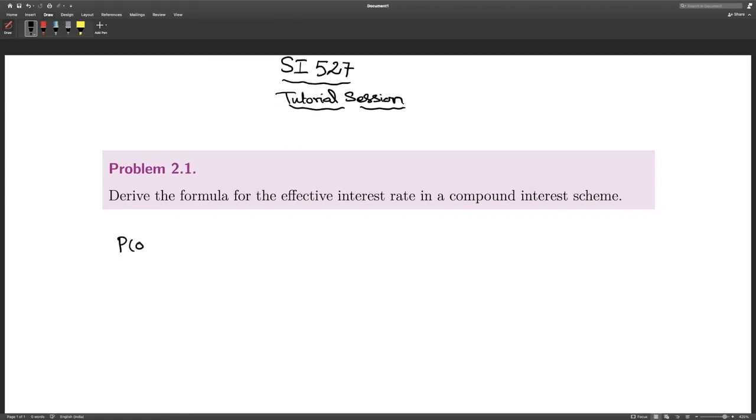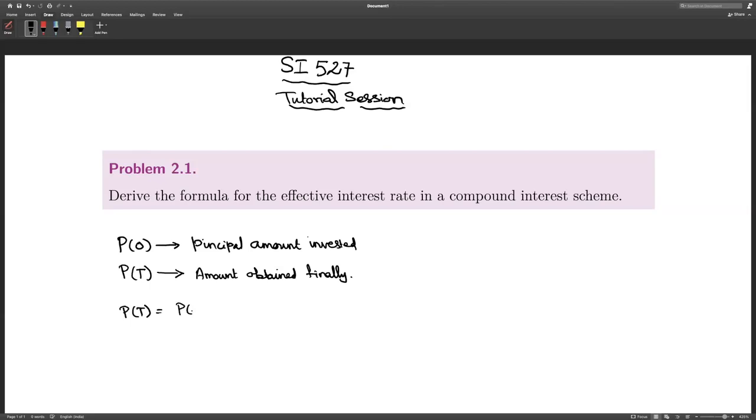Let P of 0 be the principal invested and P of capital T be the amount that is obtained finally. Then we can write P of T as P of 0 into 1 plus R T divided by N, the whole power N, where T is the maturity time and N is the frequency of the compounding.